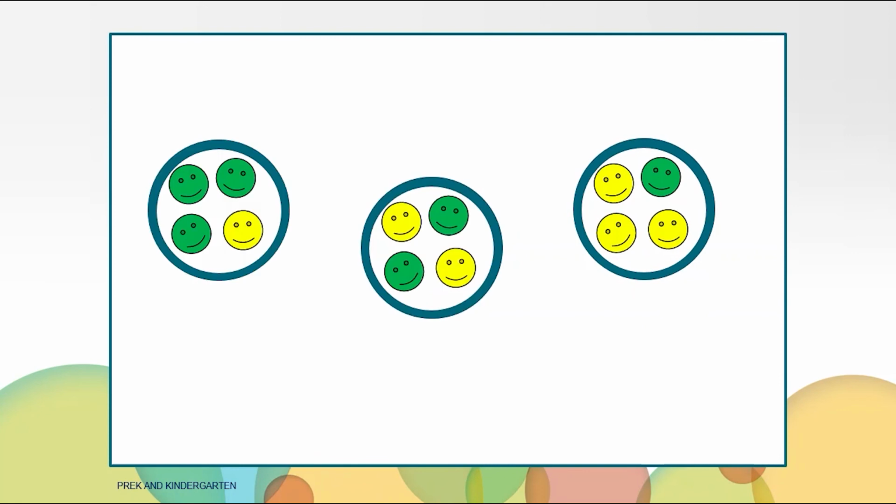So there were 3 different ways I could make my pancake art. I could make 3 green and 1 yellow. I could make 2 green and 2 yellow. And I could make 1 green and 3 yellow. There's a lot of different ways I can make pancake art using just yellow and green.